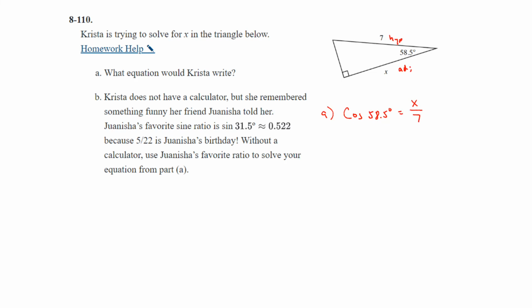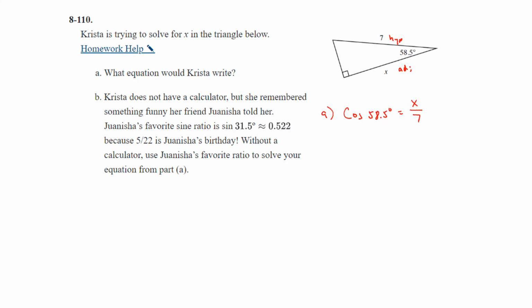B, Krista does not have a calculator, but she remembered something funny her friend Juanisha told her. Juanisha's favorite sine ratio is sine of 31.5, and it is approximately 0.522, because 5 divided by 22 is Juanisha's birthday. Without a calculator, using Juanisha's favorite ratio, solve your equation from part A.